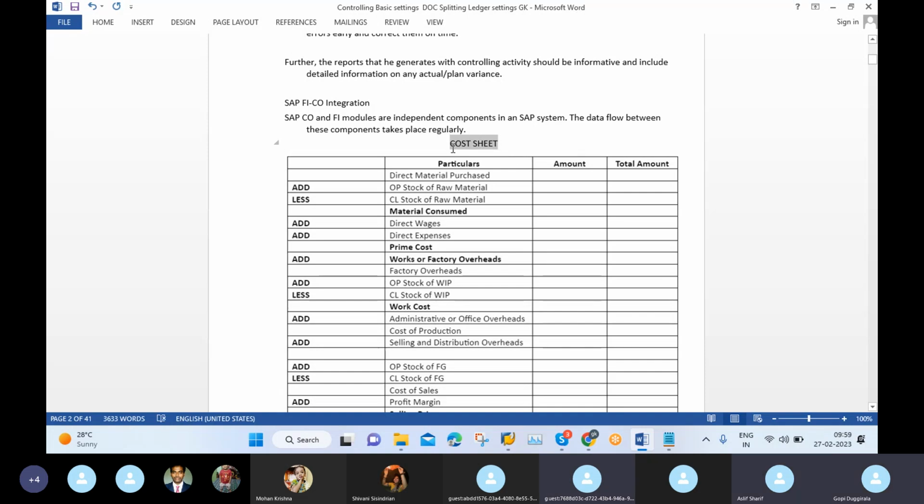Does anyone have an idea regarding this? Yes, sir. Cost sheet. We know, right?